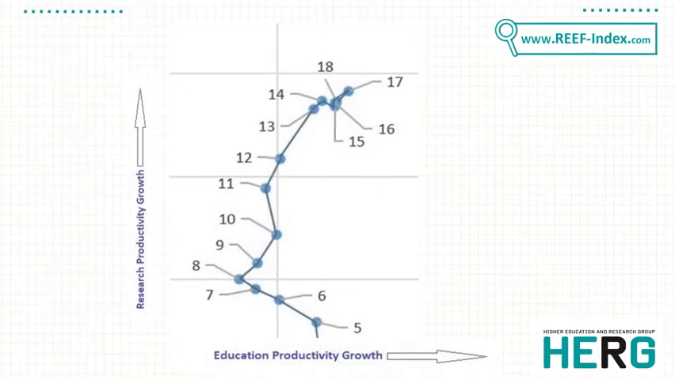Let's look a little closer. You can see from the period through to 2008 there was an increase in research productivity, but a clear decline in education productivity. This was arrested in 2008, and there was an increase in both education and research productivity up until 2014. From 2015, for several years, there was neither significant growth in education or in research productivity.